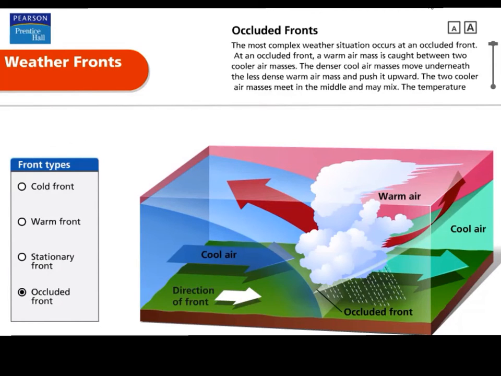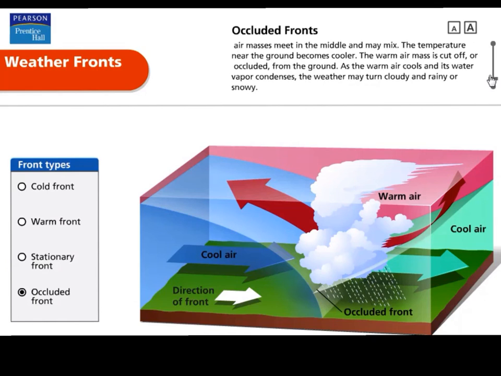So this is what the paragraph at the top says. The most complex weather situation occurs at an occluded front. At an occluded front, a warm air mass is caught between two cooler air masses. The denser cool air masses move underneath the less dense warm air mass and push it upward. The two cooler air masses meet in the middle and may mix. The temperature near the ground becomes cooler. The warm air mass is cut off or occluded from the ground. As the warm air cools and its water vapor condenses, the weather may turn cloudy and rainy or snowy.